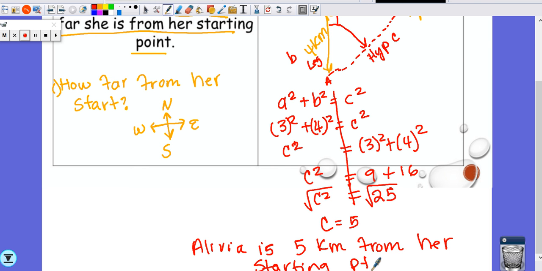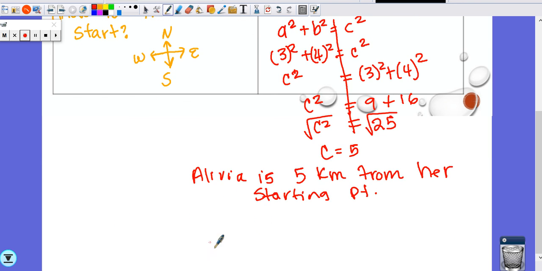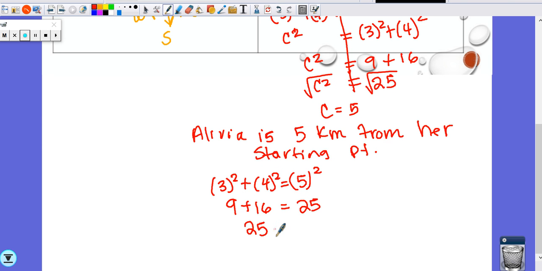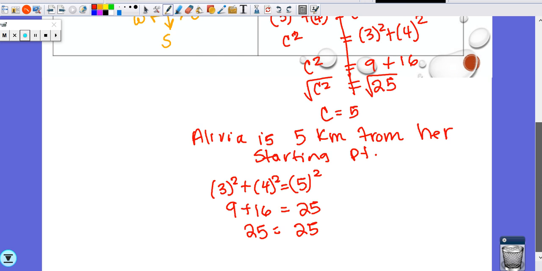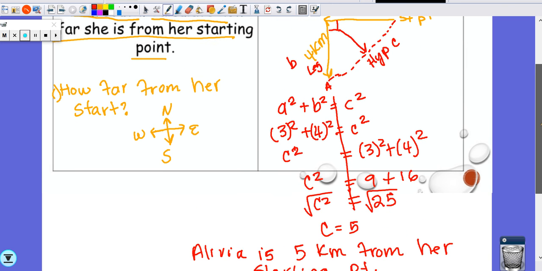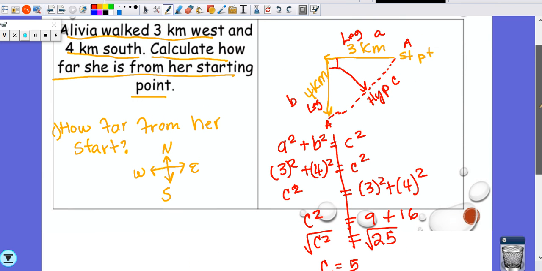Now I want to make sure I have the right answer. So here's how I'm going to check. Does 3 squared plus 4 squared equal 5 squared? So I get 9 plus 16 equals 25. And then I say 25 equals 25. And there we go. Okay, so we are done with that problem.